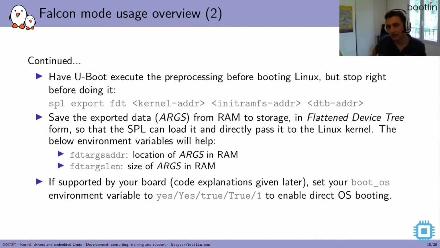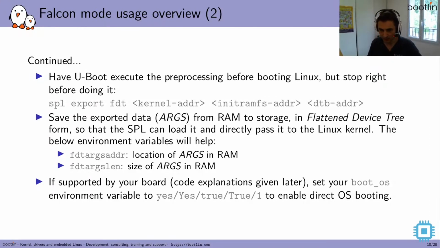Then the next thing is to have U-Boot execute the pre-processing before booting Linux, but stop right before the execution of the Linux kernel. So the command is like bootm, so it's spl export fdt with the kernel address, the initramfs address, and the DTB address. So this creates the pre-processed data that we call args, that you can save from RAM to storage in flattened device tree format so that the SPL can load it and pass it directly to the Linux kernel.